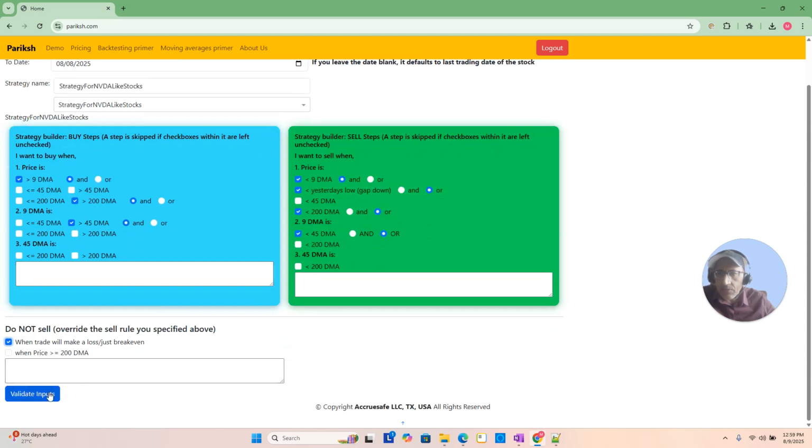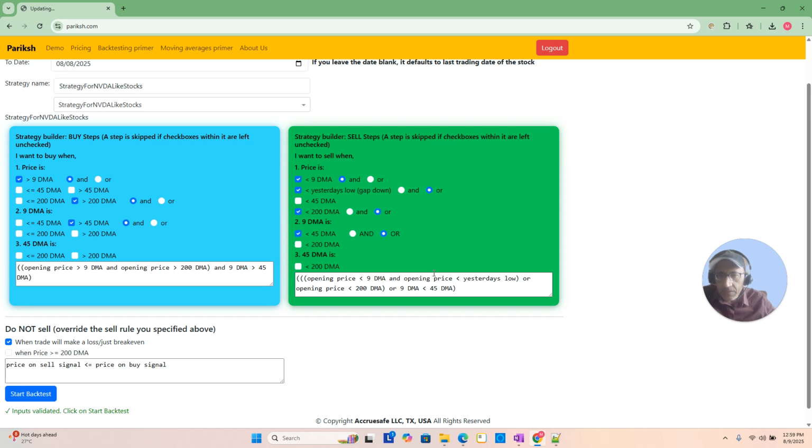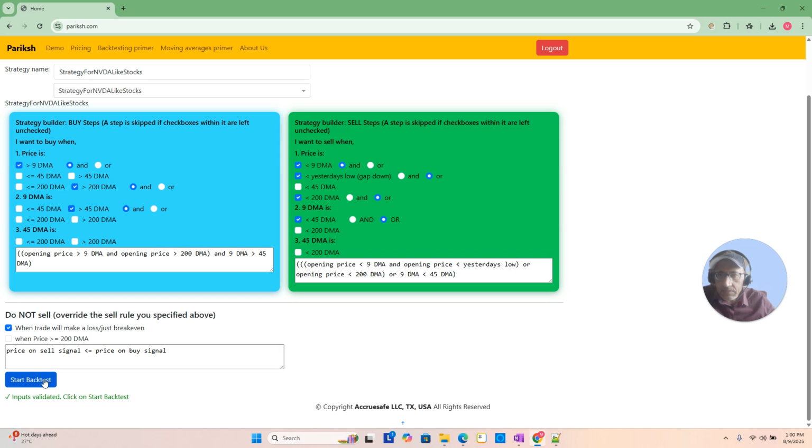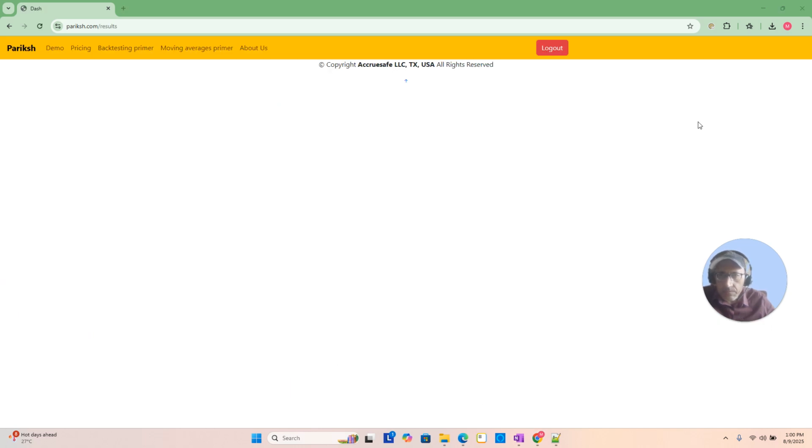So now we are ready to validate the inputs. Once it's validated, it says start the backtest. It's also populated these boxes with the actual rules that we defined. And the rules are defined in English language here. Opening price greater than 9 DMA. You can read those. Now let's start the backtest. It's going to take a short while.